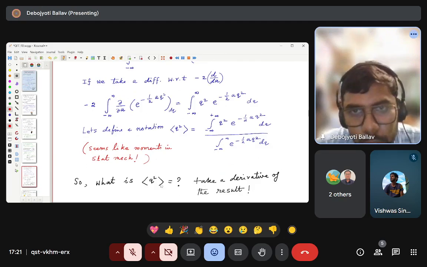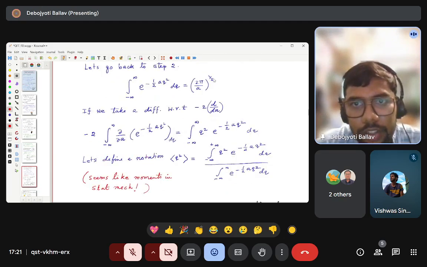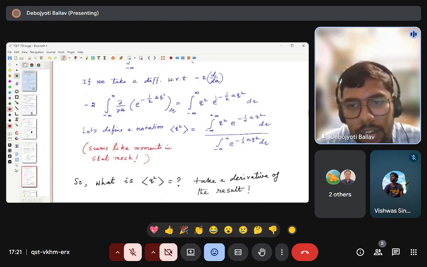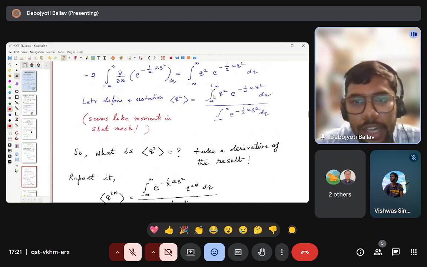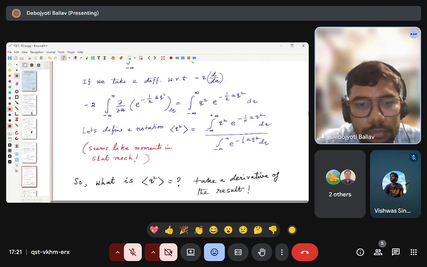So what is this q square? You have this answer on the right hand side. You can take a derivative of this answer with respect to a, with a factor of minus 2, so you can write down what this q square is. Can you do it? I leave it for you to write down what this q square is. You have to just take the derivative on the right hand side.